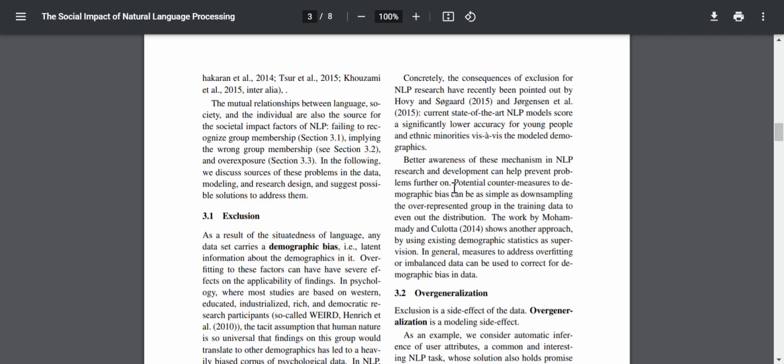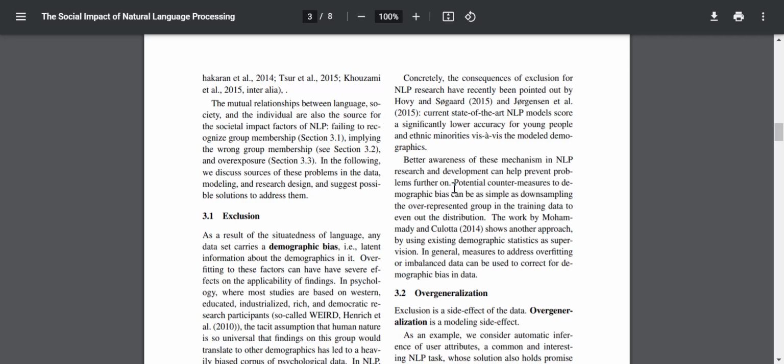Concretely, the consequences of exclusion for NLP research have recently been pointed out by Hovy and Søgaard and Jørgensen et al. 2015. Current state-of-the-art NLP models score a significantly lower accuracy for young people and ethnic minorities. This is because young people and ethnic minorities might not be represented well in the dataset. So better awareness of these mechanisms in NLP research and development can help prevent problems further on. Potential countermeasures to demographic bias can be as simple as downsampling the overrepresented group in the training data to even out the distribution. So basically, if you have five classes and one class owns 80% of the dataset, then you can reduce that one class.